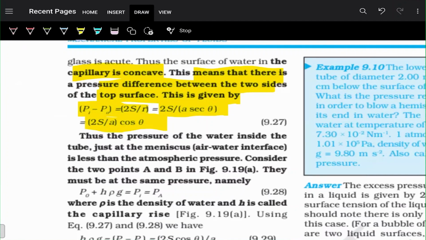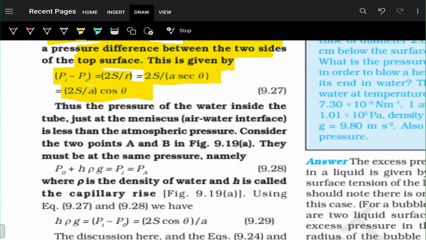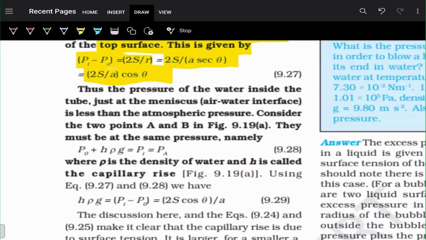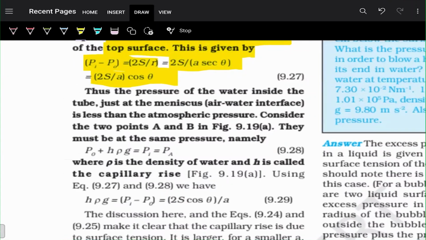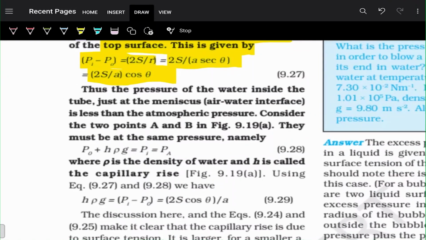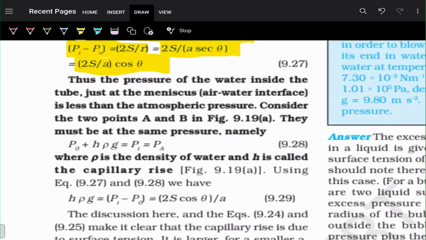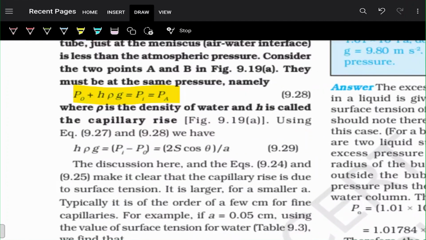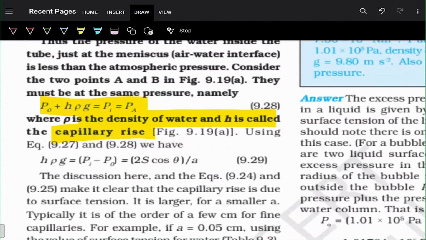Thus, the pressure of the water inside the tube just at the meniscus, that is the air-water interface, is less than the atmospheric pressure. Simple. So considering points A and B, we can say P naught plus h rho g is equal to P inside, that is equal to atmospheric pressure, where rho is the density of water and h is called the capillary rise.